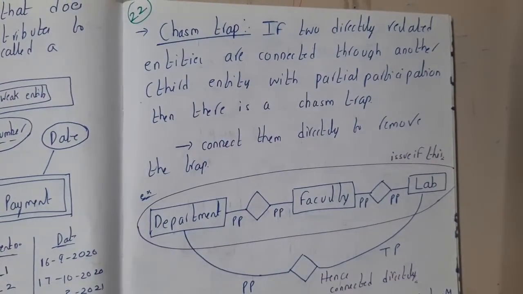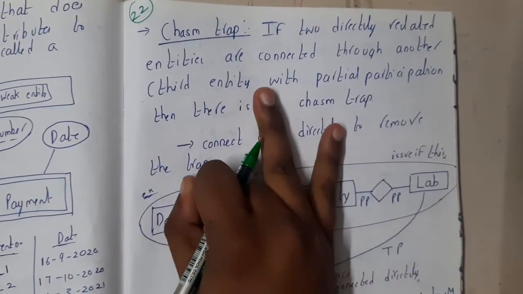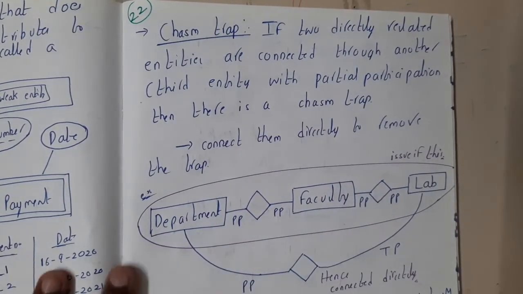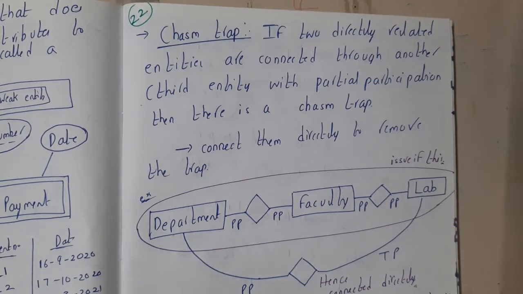In the next lecture, we will be discussing two traps. They are nothing but chasm trap and fan trap, guys. These are the two topics which we will be discussing in our next lecture. I hope everyone got a clear idea with respect to strong entity and weak entity. So let us meet in the next lecture and discuss chasm trap and fan trap.